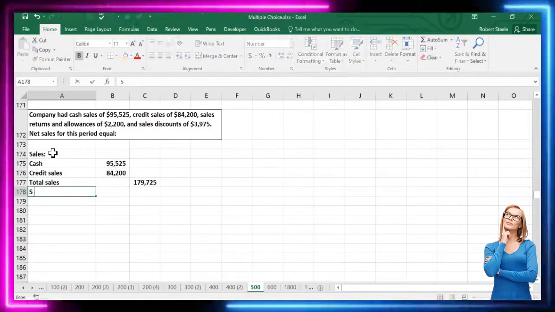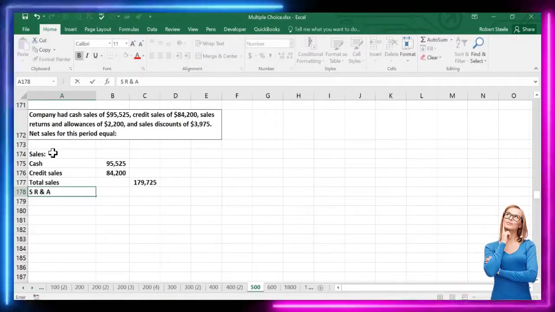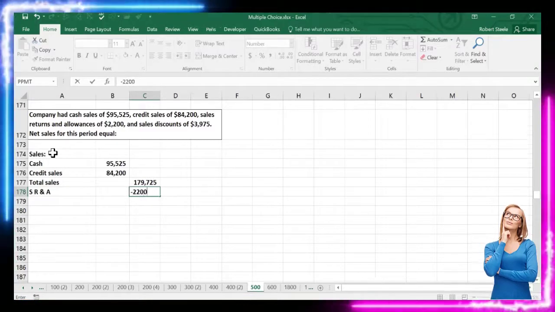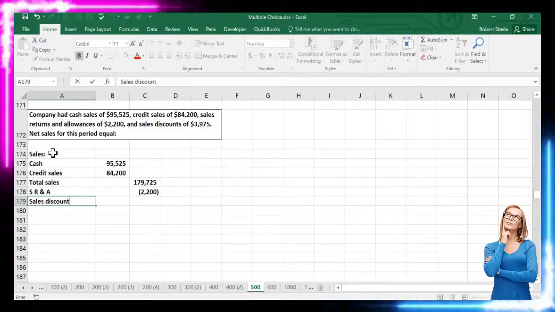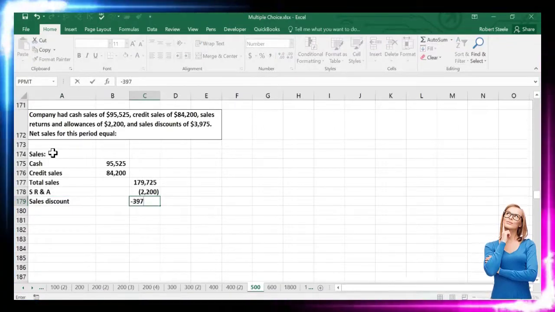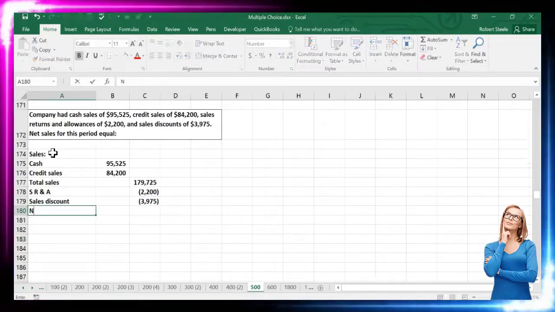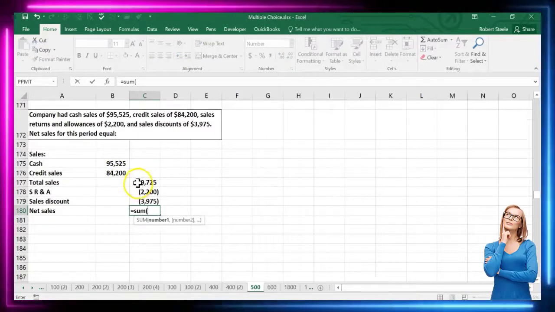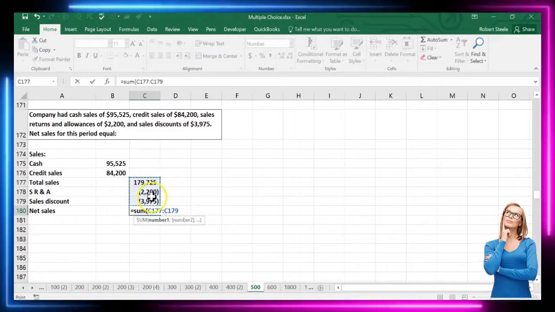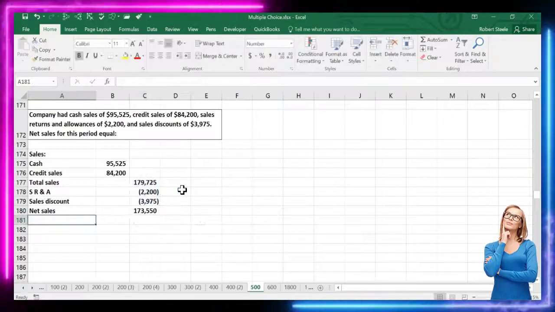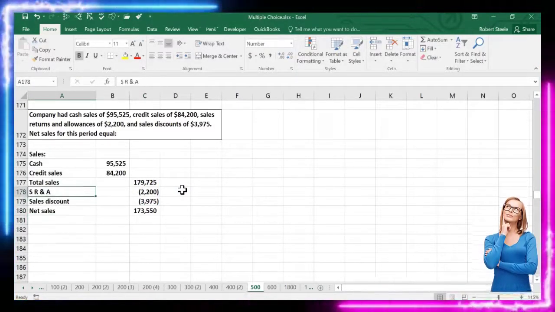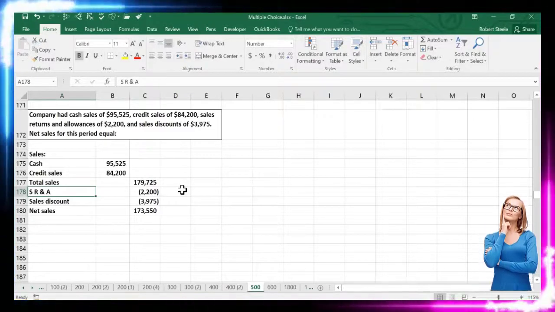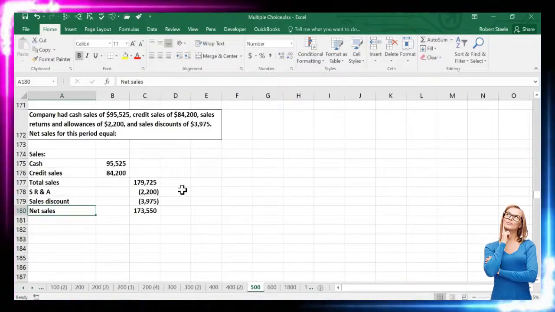Now we have the sales returns and allowances, I'm just going to abbreviate like so. That's going to reduce sales, so I'm going to put that in as a negative, 2,200. And the sales discount, that's the discounts we gave to our customers, negative 3,975. That gives us net sales, not net income, net sales. I'm going to sum these up, which is this number minus this number minus this number, because those are in there as negatives, giving us 173,550. Now note that these amounts are contra sales accounts. They basically act like expenses in that they reduce the net income as well as the net sales, but they're kind of contra sales and they're up in the sales area.